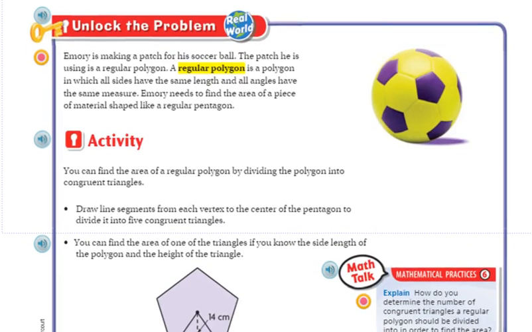Please follow along. Emery is making a patch for his soccer ball. The patch he is using is a regular polygon. A regular polygon is a polygon in which all sides have the same length. I'm going to underline that. All sides have the same length and all angles have the same measurement. Emery needs to find the area of a piece of material shaped like a regular pentagon. If you think about a pentagon, you're thinking of a five-sided figure, basically one of these figures on that soccer ball.